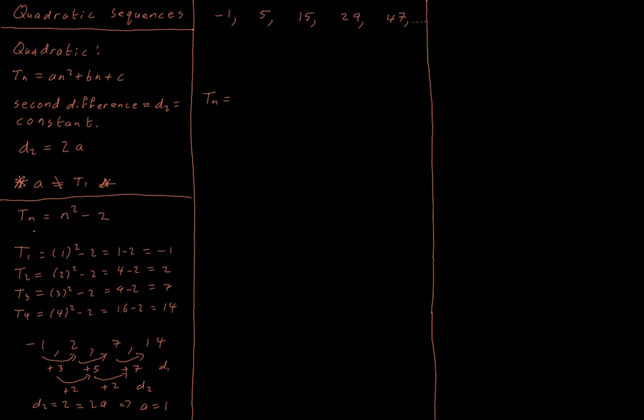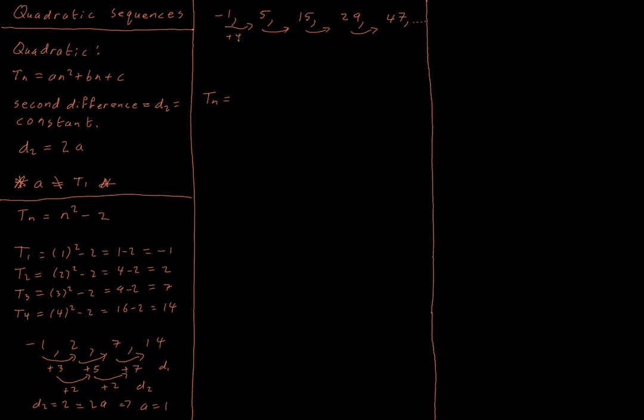Now, if we were asked to find the nth term or the general term for this pattern, how would we do it? Well, to begin with, we have to be sure that we've got a quadratic pattern. How do we do that? We have to check that the second difference is constant. So what's our difference between our terms here? Because in an exam, we could be given a linear pattern.